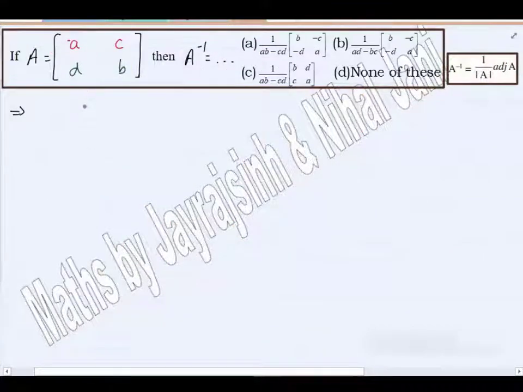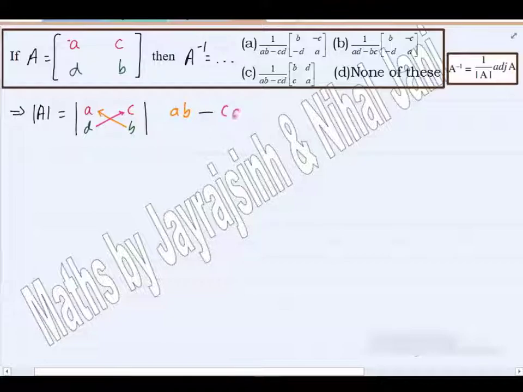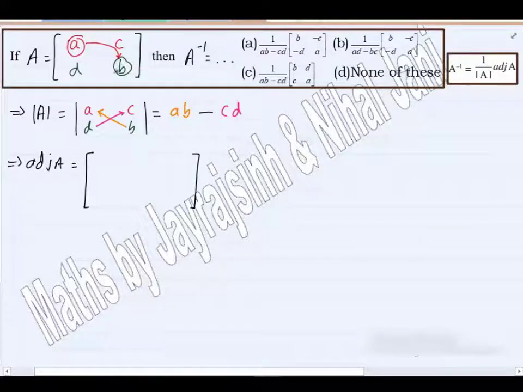In this question, we have to find inverse of matrix A, and for that we are going to need determinant of A and adjoint of A. So first of all, let's find out determinant of A by multiplying B with A, gives AB, minus D with C, will give us CD. Now the next term, which is adjoint of A, which is simple for 2 cross 2. We just need to exchange the position of principal diagonal element.